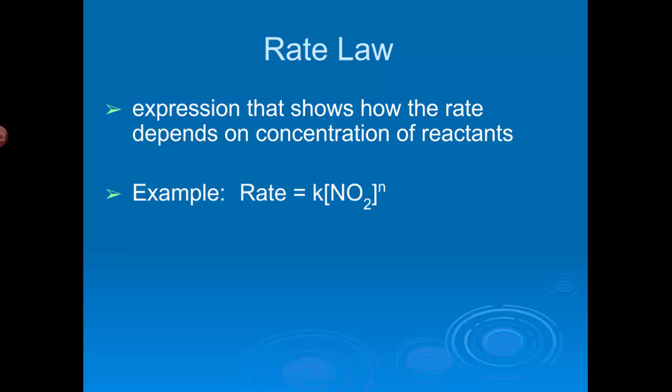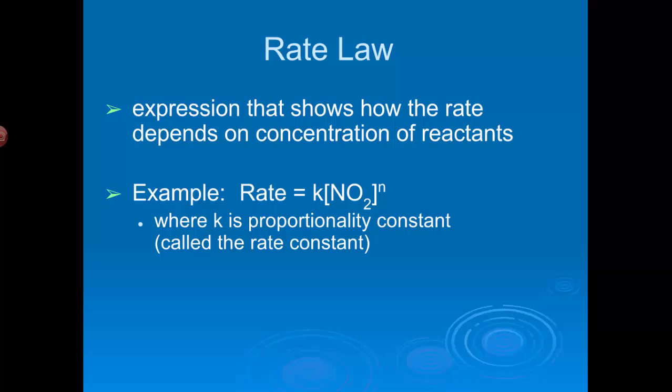Okay, an example for our reaction of NO2 to NO plus O2 that we had in a previous video. The rate law would be written as follows. Rate equals K times concentration NO2 to some exponent n. K is something called the proportionality constant, or the rate constant. And for each reaction under certain conditions, K will be constant. It will have a value that you can either calculate based on data or that you can actually use in a calculation.